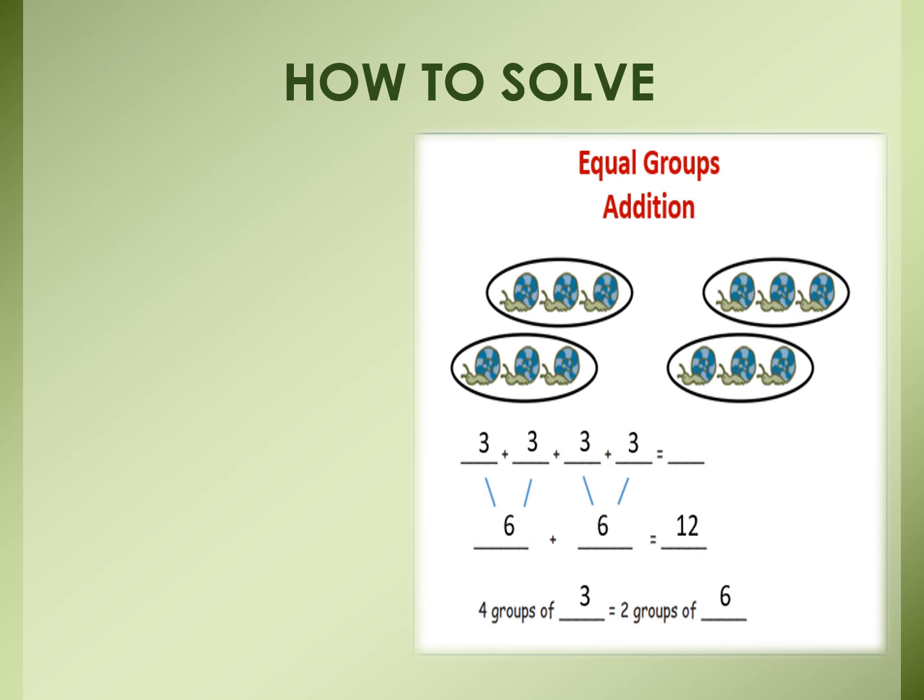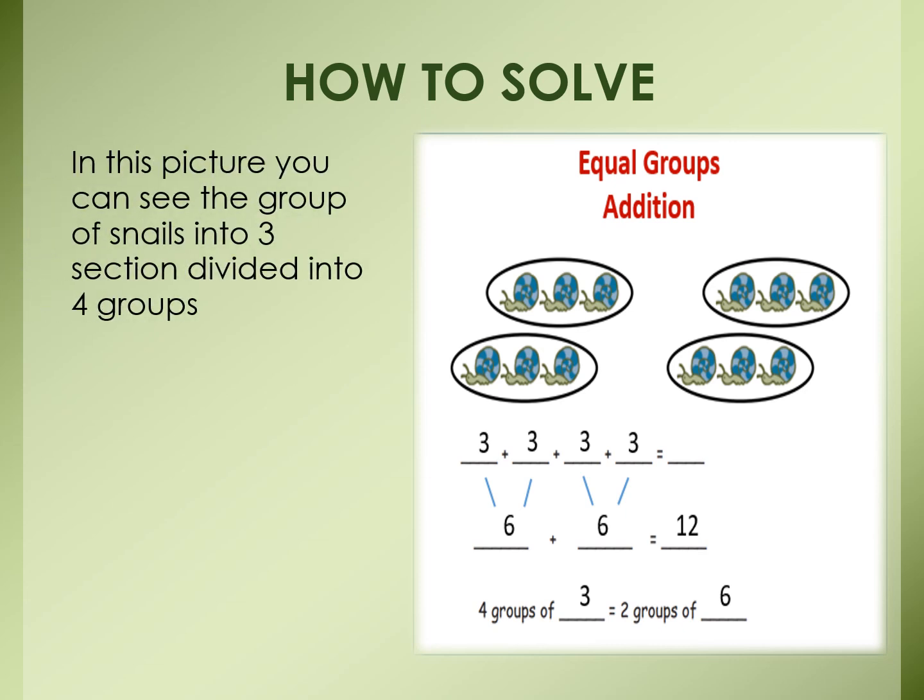3 snails in the second group. So we will again write 3 in the second blank. 3 snails in the third group. We will write 3 in the third blank. 3 snails in the fourth group. So we will again write 3 in the fourth blank. Now adding, what will we get? 3 plus 3 plus 3 plus 3.